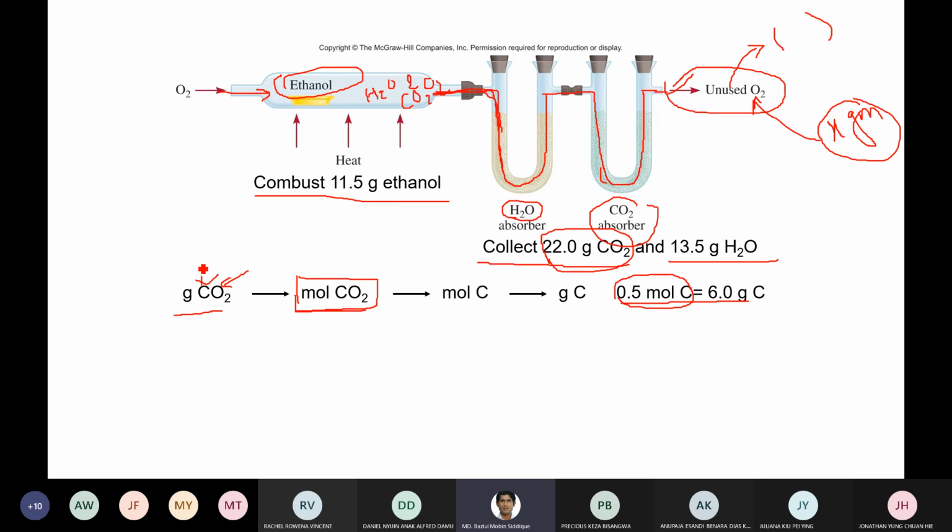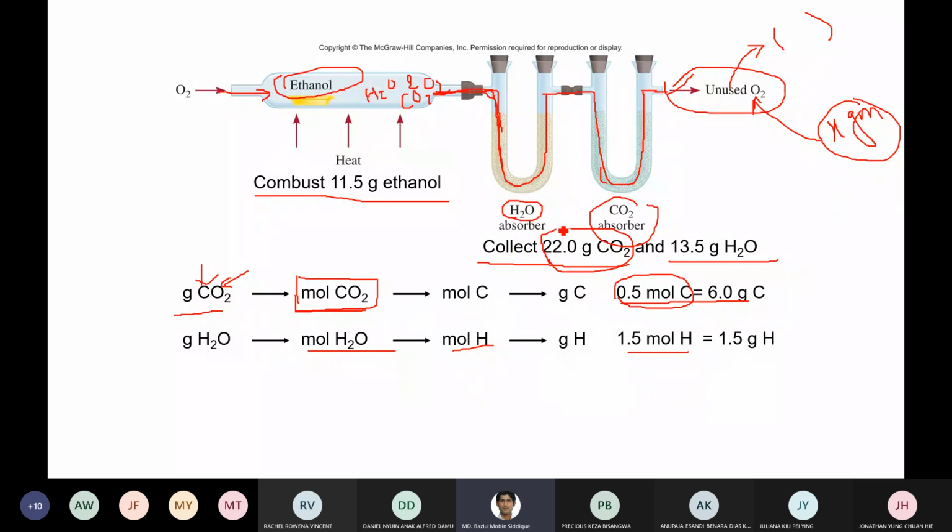For hydrogen in water, we look at how many grams of water was used, and from there we can find how many moles of water is used and how many moles of hydrogen in the water, right? In one mole of water, there are 2 moles of hydrogen, right? So if we know the number of moles of water, we will find the number of moles of hydrogen in the water, and it is showing that 1.5 moles of hydrogen is present.